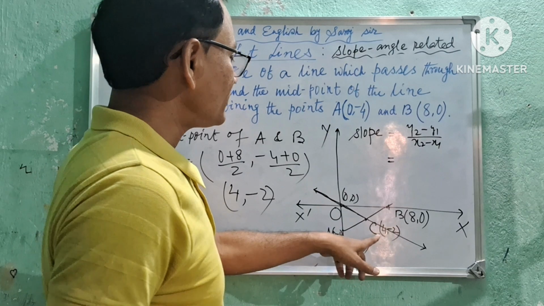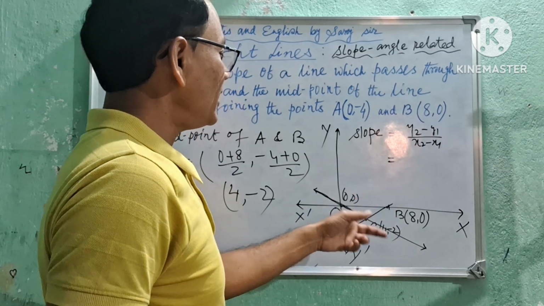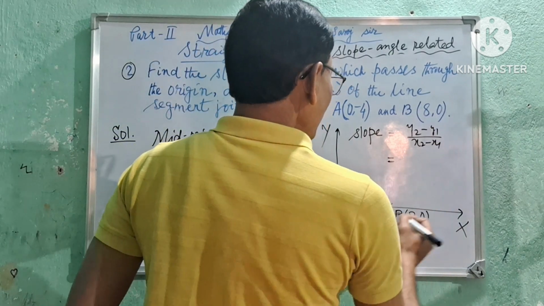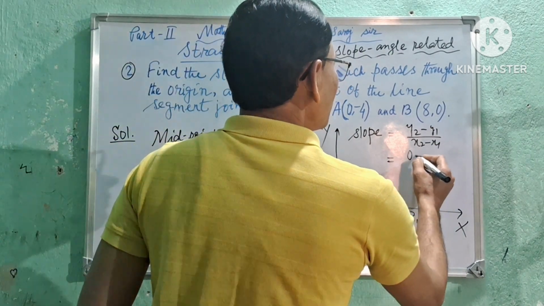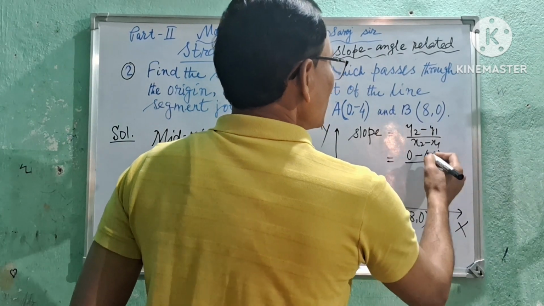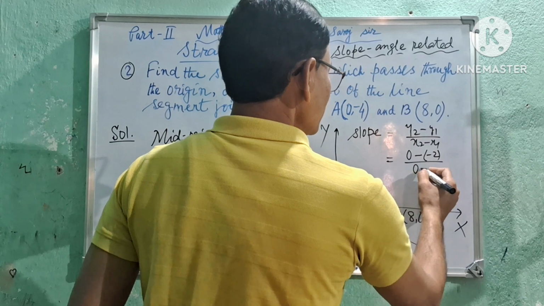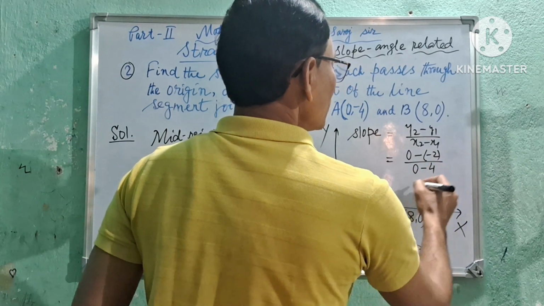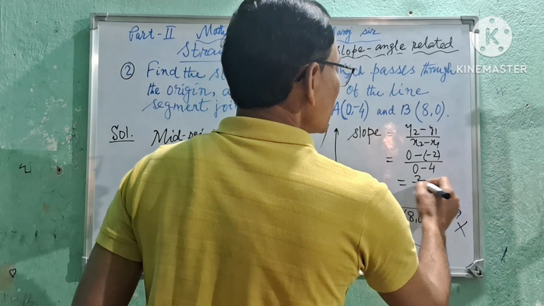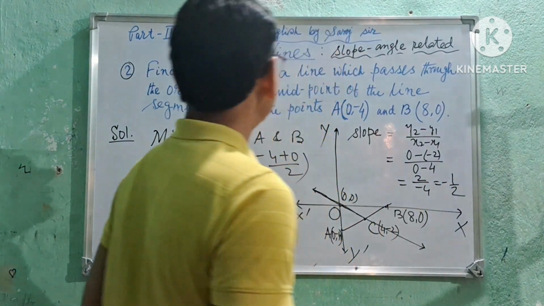You can take this point as x1, y1 and this point as x2, y2. So y2 is 0 minus y1 which is minus 2, minus of minus 2, over x2 0 minus 4, is equal to 2 by minus 4, which equals minus 1 by 2.